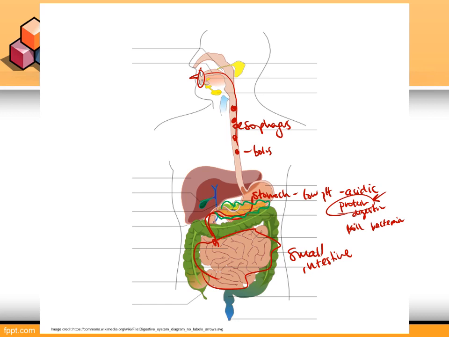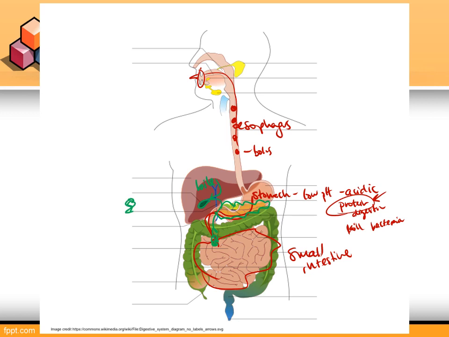The other cool thing that we've got going on here, this is the gallbladder. The gallbladder is going to receive bile. Bile from the liver is going to go into the gallbladder, and then it's also released into the small intestine. That bile is going to help to emulsify fats. So fats we know are hydrophobic. They do not like to dissolve in water.